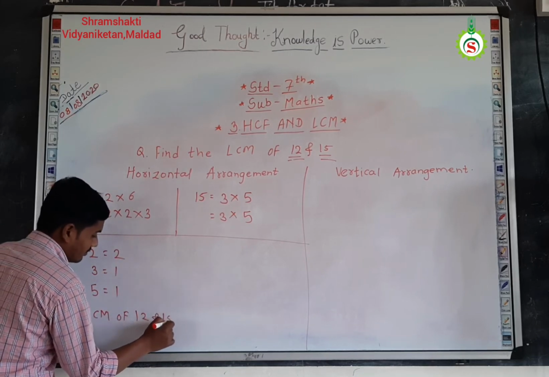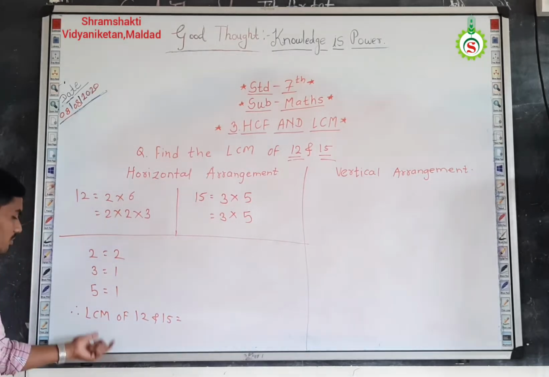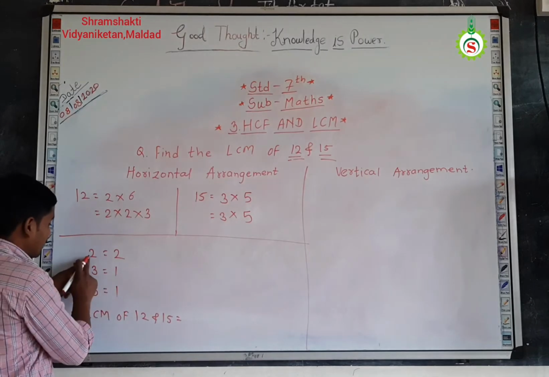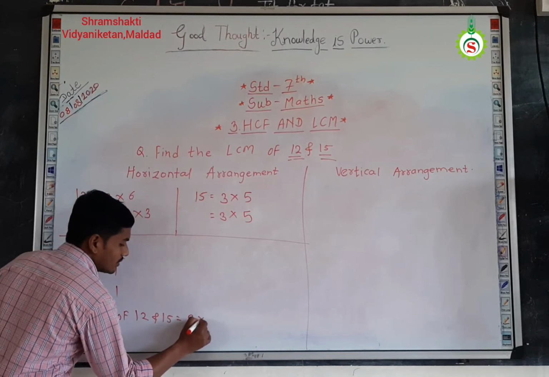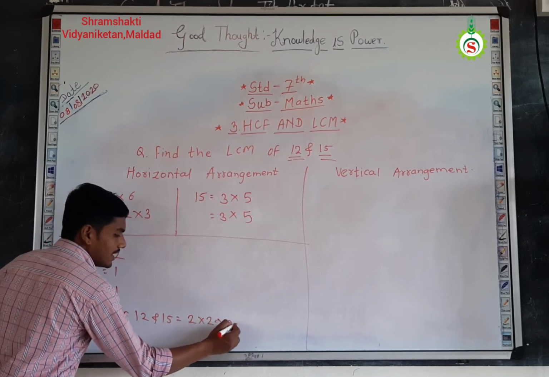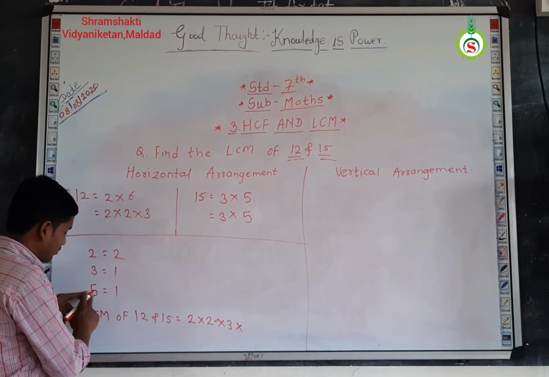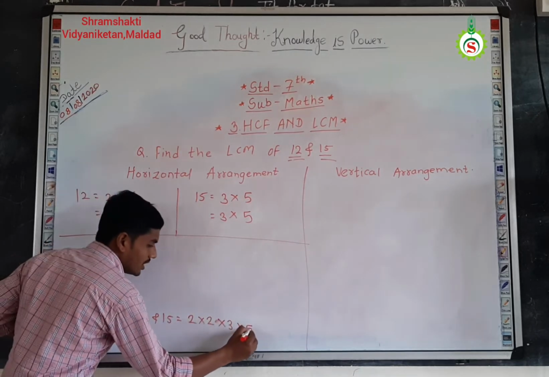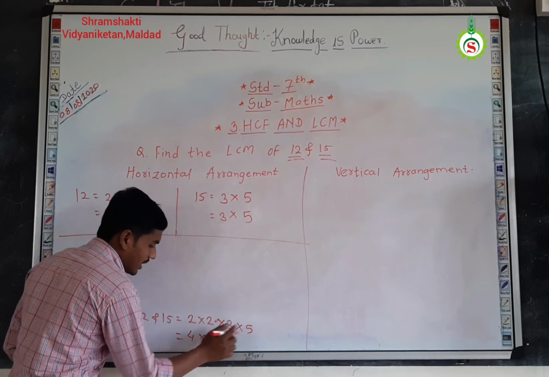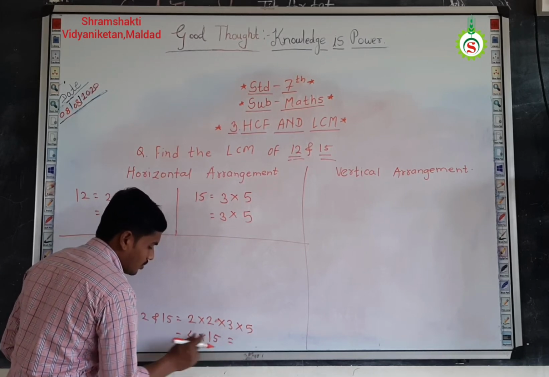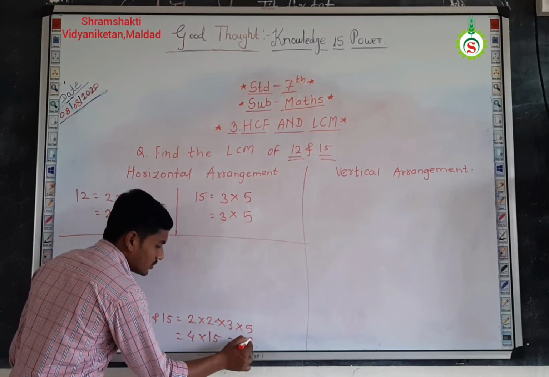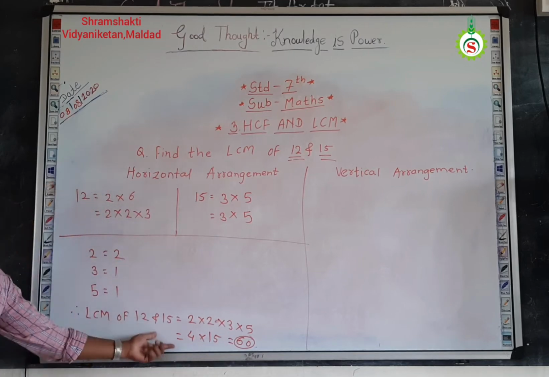Now the LCM of 12 and 15 is equal to, how will I find the LCM? Simply I have to take the multiplication. How will I take the multiplication? 2 occurs how many times? 2 times. So 2 into 2. Now 3 occurs how many times? Only 1 time. And 5 also occurs only 1 time. Now 2 2s are 4 and 3 5s are 15. Now 4 into 15. 15 4s are 60.